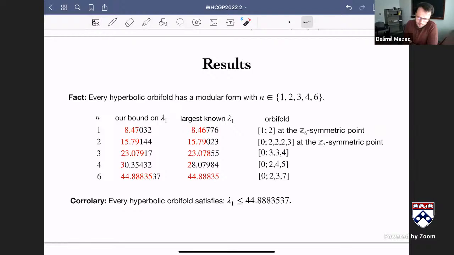Okay, and in particular, you see that all of these upper bounds are less than the one for n equals 6, and each of these upper bounds applies because every orbifold has one of the values of n. Every orbifold satisfies lambda 1 less than one of these numbers. So in particular, every hyperbolic orbifold satisfies that lambda 1 is upper bounded by this 44.8883537, which happens to be very close to the 237 value.